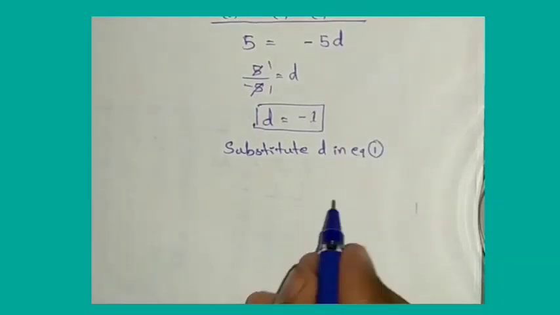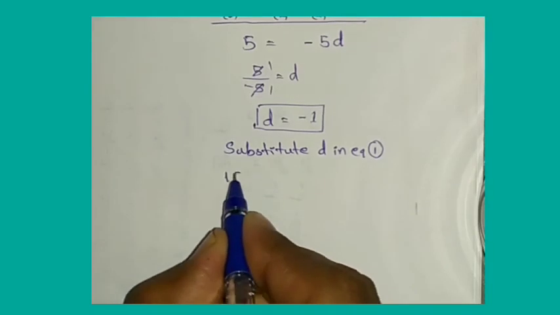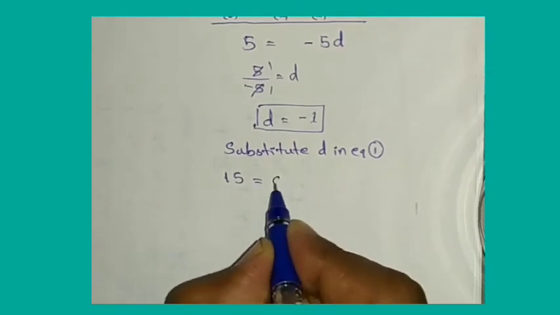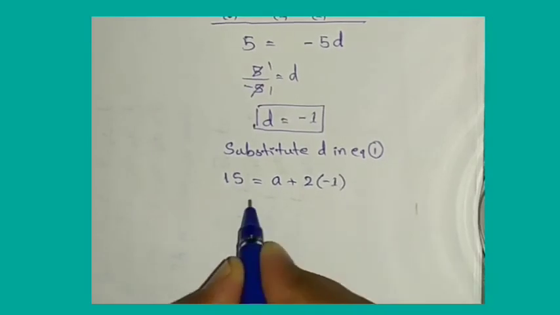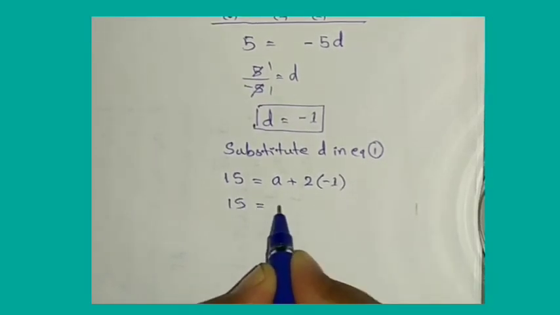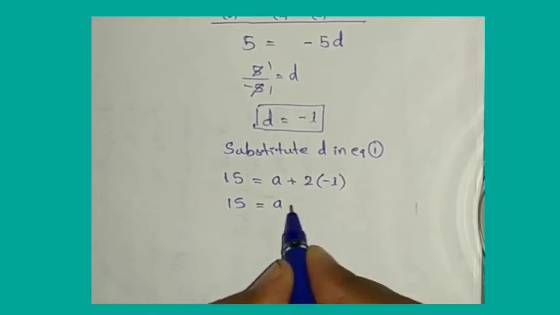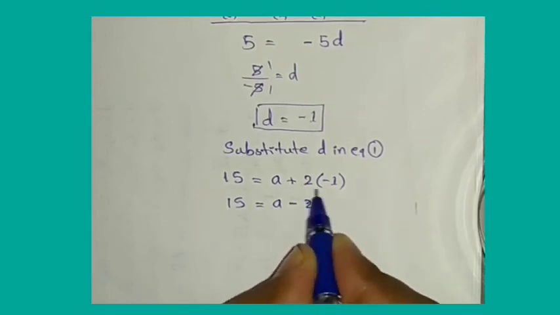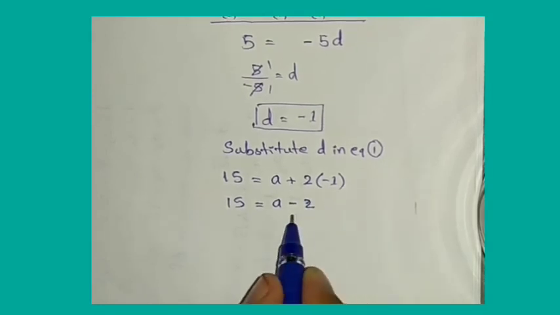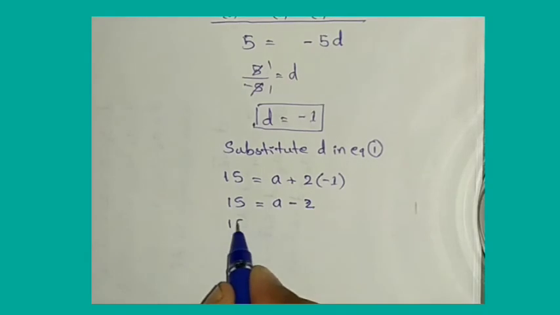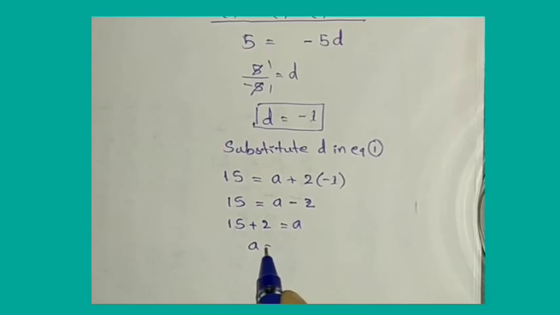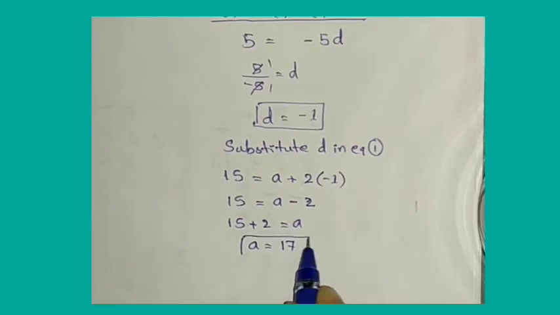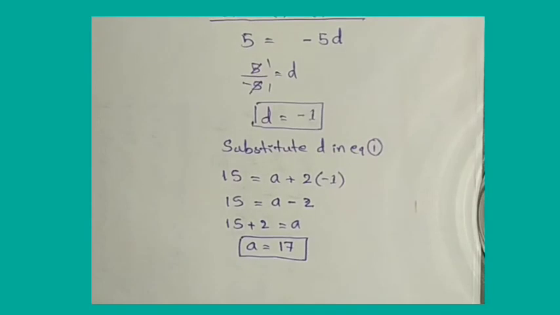So what is equation number 1? That is 15 equal to a plus 2d. So in place of d I will write minus 1. So here we will get 15 equal to a plus 2 into minus 1, that is minus 2. If you take minus 2 to the left side, it becomes plus: 15 plus 2 equal to a. So a equal to 15 plus 2, that is 17. So now we got a equal to 17.